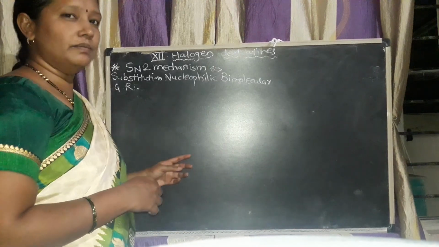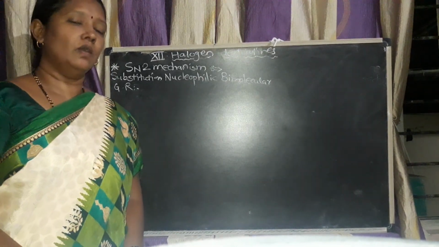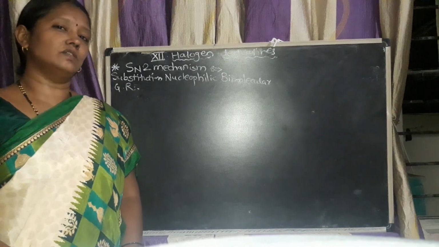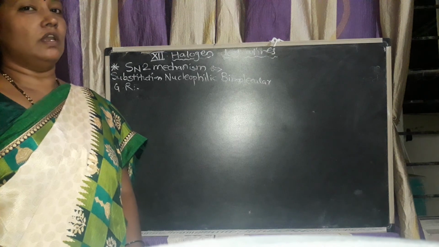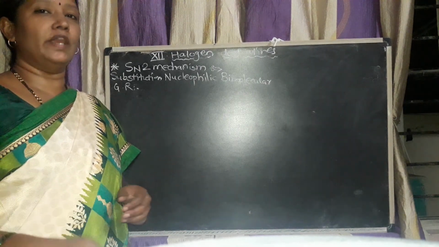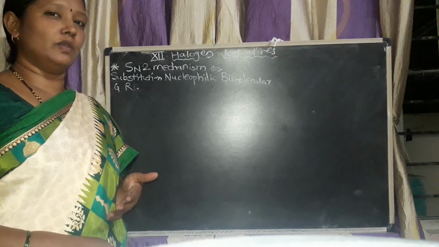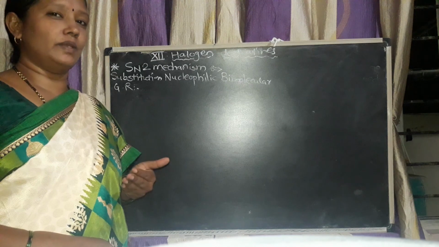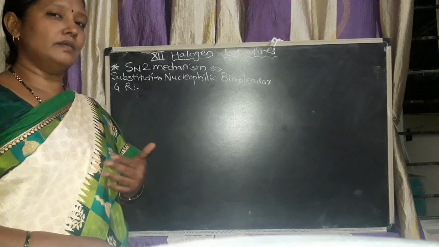In this, the methyl bromide is reacted with the nucleophile OH minus. Now this nucleophile OH minus comes from KOH or NaOH. They dissociate into Na plus and OH minus. The methyl bromide reacts with the nucleophile OH minus and forms the product methyl alcohol plus the leaving group Br minus.